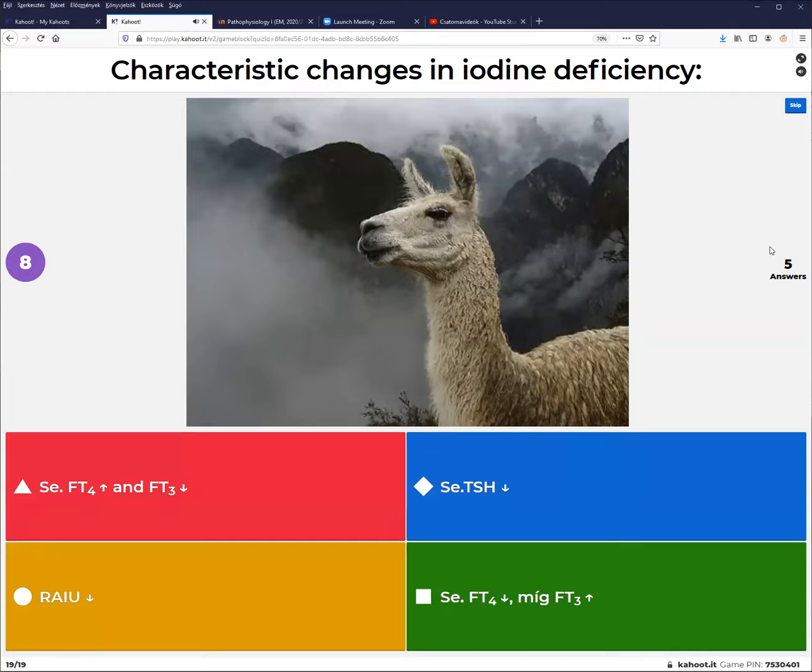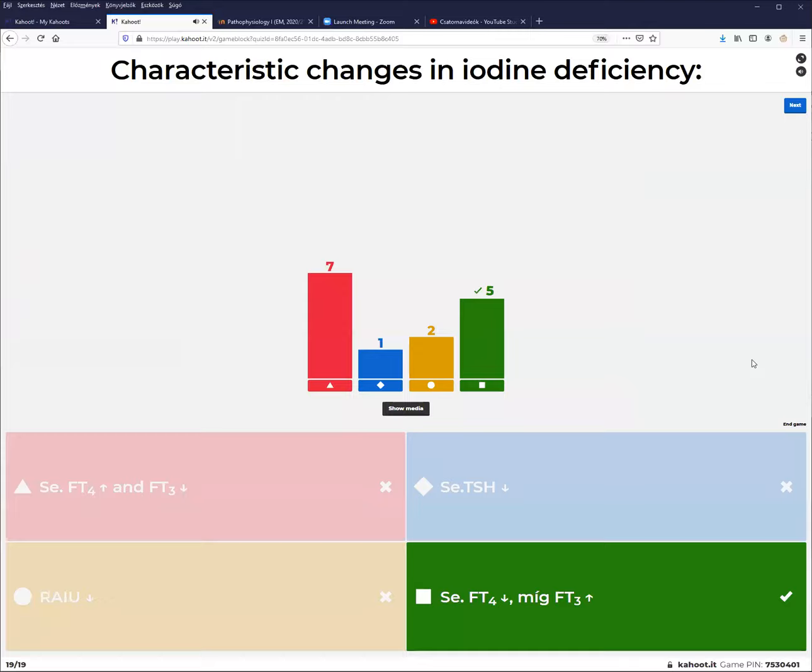Thank you. So this is very important. This is Hungarian. It's very important that if T4 decreases, by sparing the iodine by releasing more active form, that is T3. Okay, that was, I think, the last one.